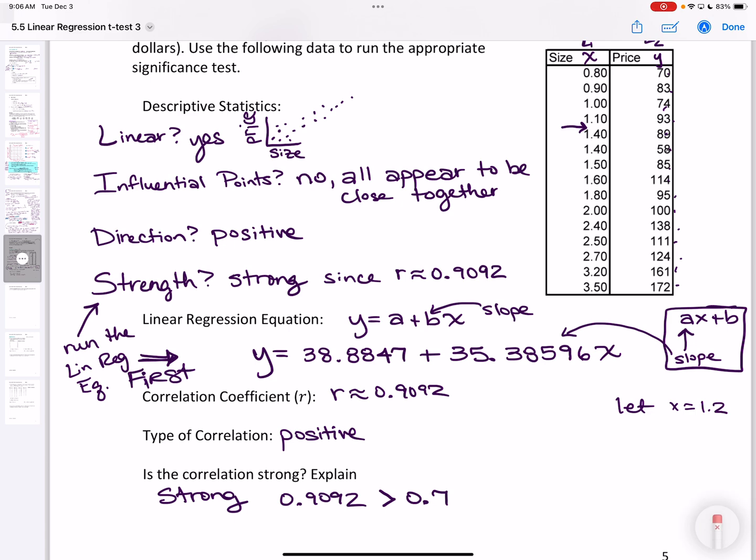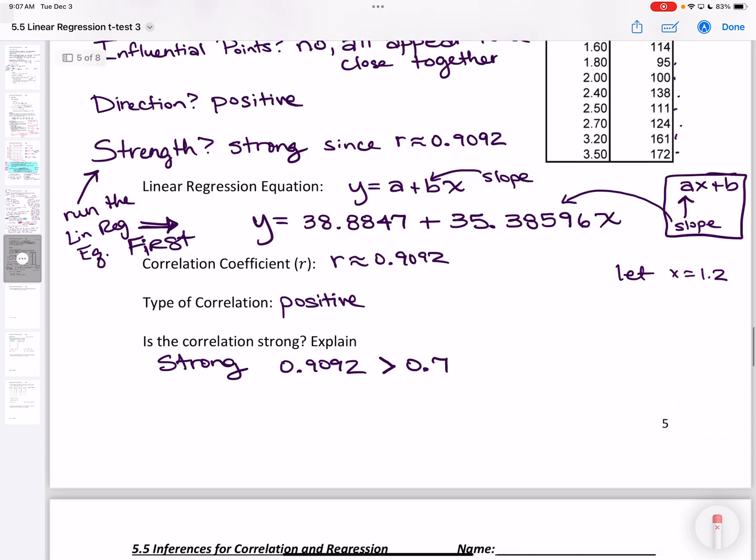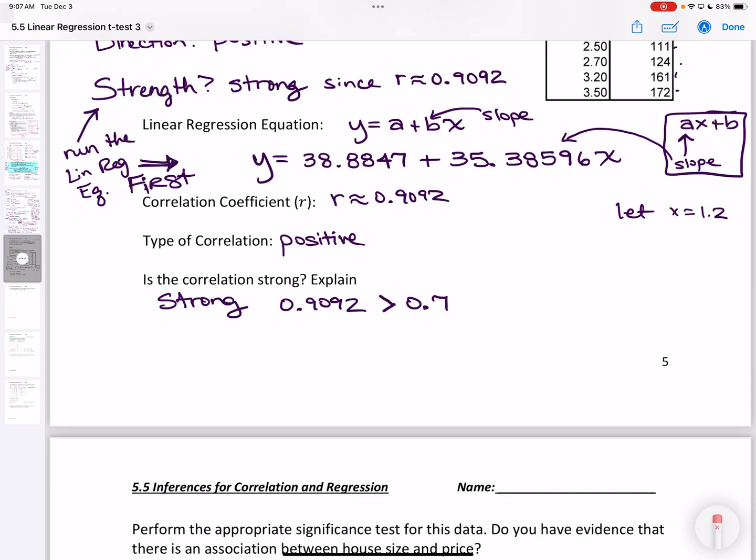P.S. Some houses, depending on location, can cost more. People pay more in the city, right? Also, if it's in a historical district, that can change the price. So it could be a small house, but still cost more. So there are some confounding variables that could have an impact on the price. All right, so I'm just saying, if you let x be 1.2, you would just plug that into your prediction equation, okay? And because it has a strong correlation, I can feel confident in that prediction. If it had a weak correlation, I wouldn't feel very confident in my prediction.